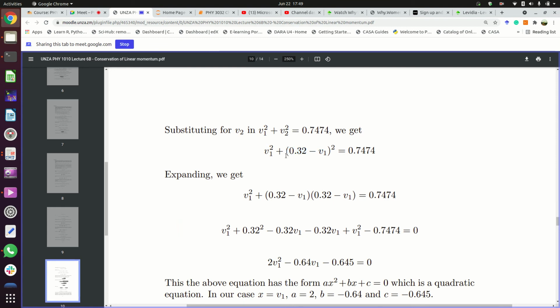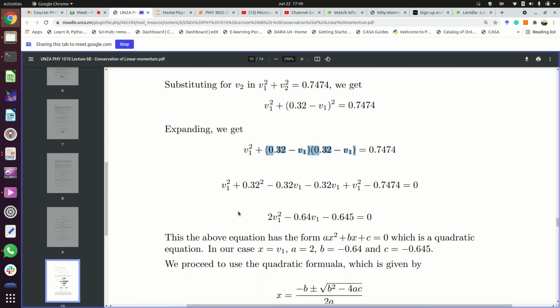Next you expand this. When you do the expansion, this is what you have, equals 0.7474. Then you try to simplify this. You expand the whole thing, so you end up having v1 squared plus 0.32 squared minus this whole thing here. When you simplify this, you end up having 2 v1 squared minus 0.64 v1 minus 0.645 equals 0.